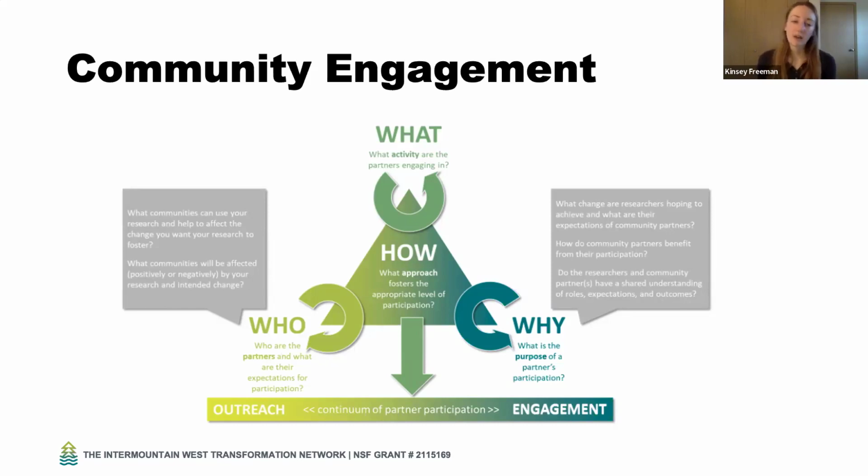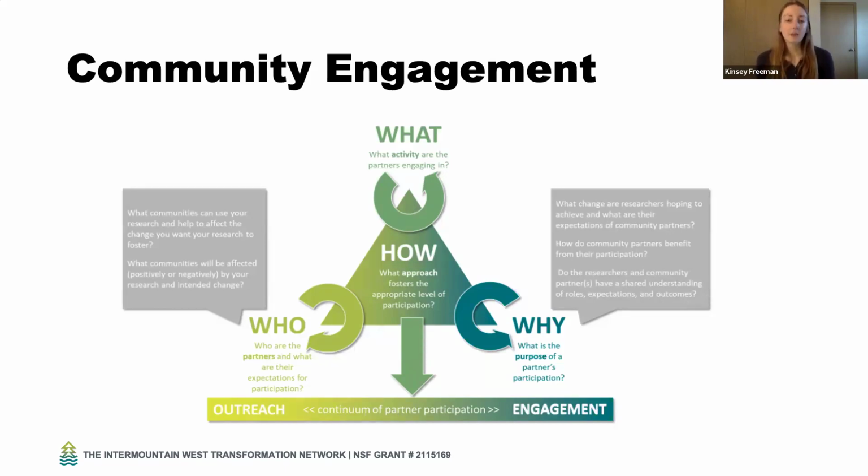So we start over on the left with outreach, which is just reaching out to community partners, and we can move all the way to the right to engagement, which is really co-developing research that addresses problems that the community needs and doing that in a reciprocal way that isn't one directional, taking resources from the community or just trying to answer research questions within the academy.